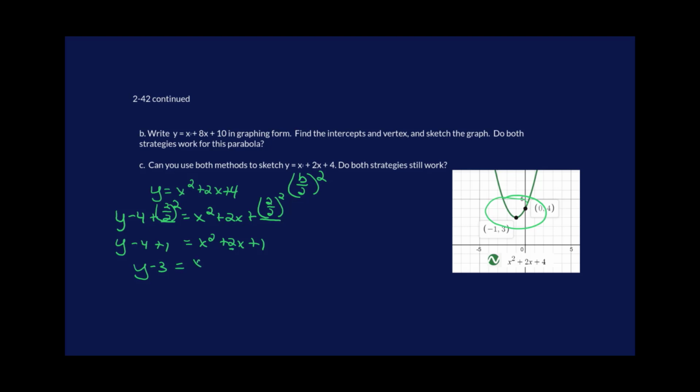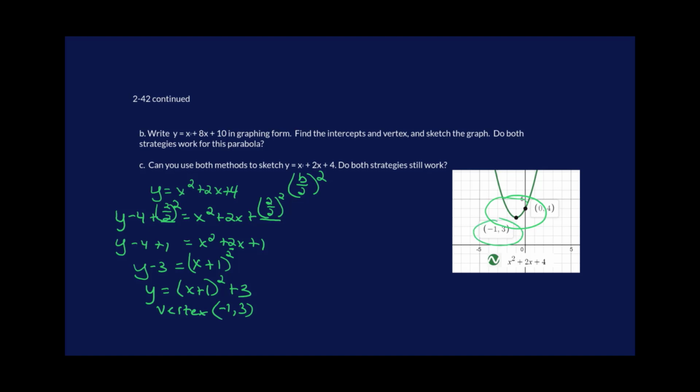Remember, we can do x plus 2 divided by 2, so that's 1 squared, because 1 times 1 and 1 plus 1 adds up to 2, if that makes sense, if you're using the diamond method. Okay. Last thing you're going to do, and this is going to put it in graphing form, y equals (x plus 1) squared plus 3. Now, that confirms that our vertex is at (-1, 3), which we have right here.